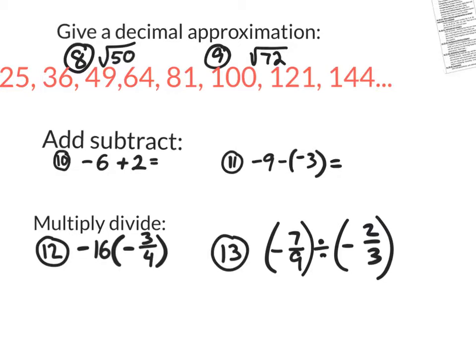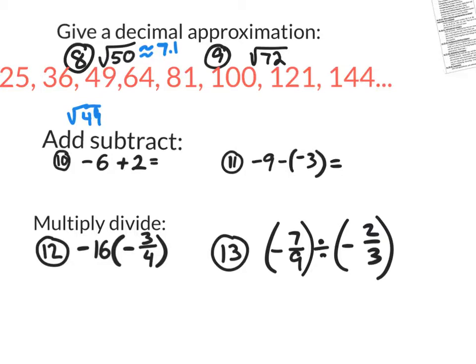So what is the square root of 49? 7. What is a decimal approximation for the square root of 50? 7.1. It's a little bit more than 7, right? I mean, think about that. The square root of 49 is 7. The square root of 50 is a little bit more than the square root of 49, so it has to be a little bit more than 7, 7.1.